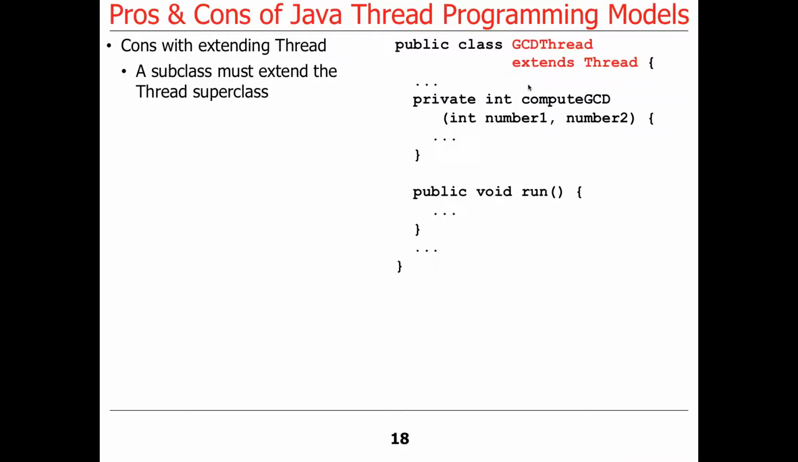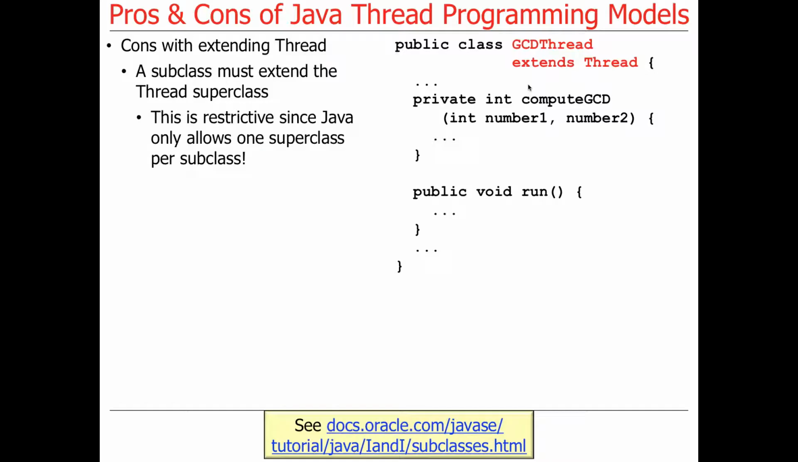There are some downsides, however, with extending thread. And one of the downsides, of course, is that a subclass, in this case GCD thread, must extend the thread superclass. Well, why is that a downside? It's a downside because it's restrictive, since Java only allows one subclass per superclass. And if we extend thread, we've just used up our one superclass. Now we can't have our GCD thread extend anything else, because you only get one per Java class. Well, a subclass can only extend one superclass.